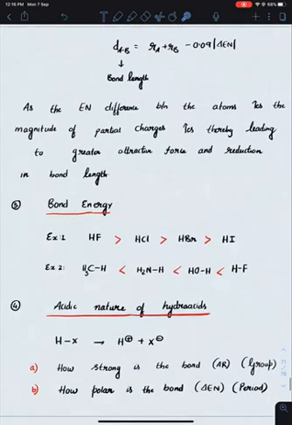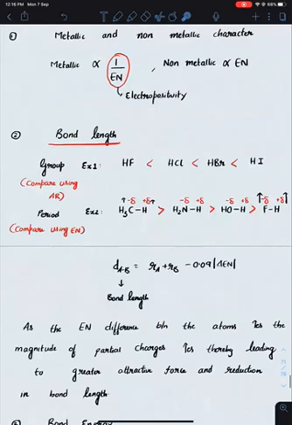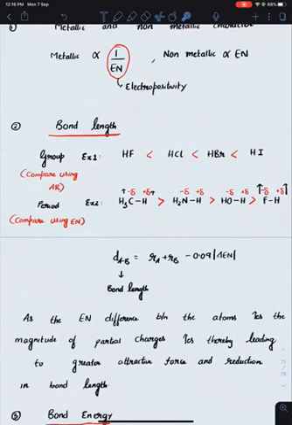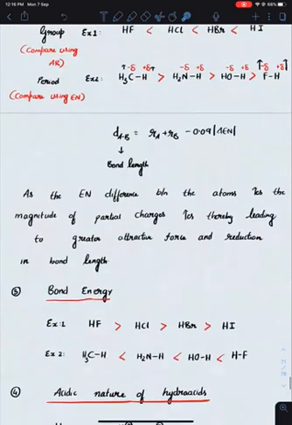उसके बाद we have seen bond energy. उससे पहले, in the group you need to compare using atomic radius. More is the atomic radius, obviously the bond length increases. So HF less than HCl less than HBr less than HI.